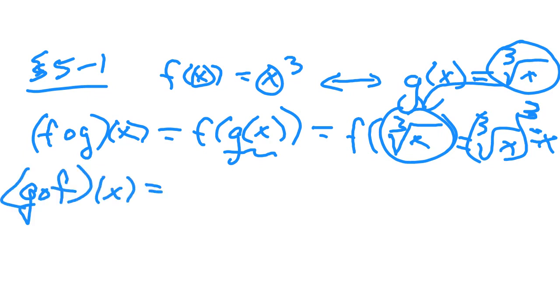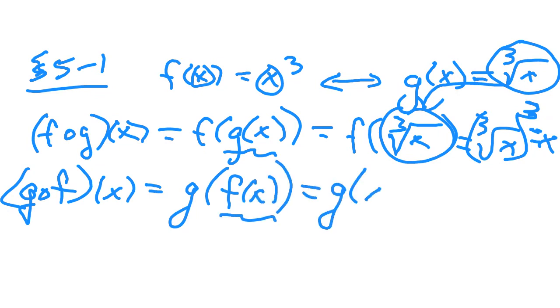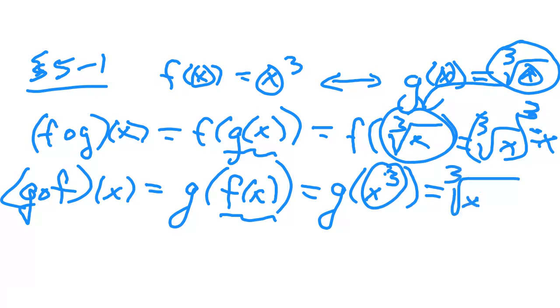All right, and then what if I do g composed with f evaluated at x? By definition that is g evaluated at f of x. Put f of x in there first. F of x is x cubed, so it's g evaluated at x cubed, and g of anything is the cubed root of that anything, so it's the cubed root of x cubed. Of course, this is also equal to x. And we noted that y equals x is the identity function. We mentioned that last time.